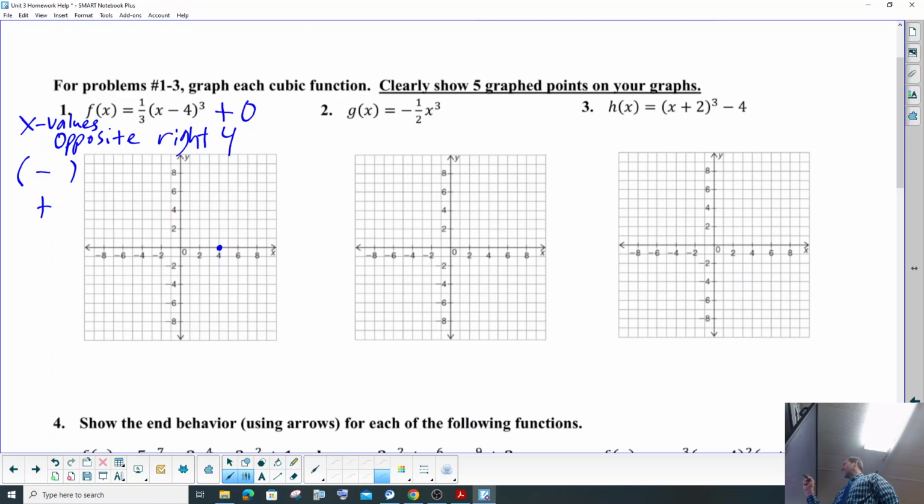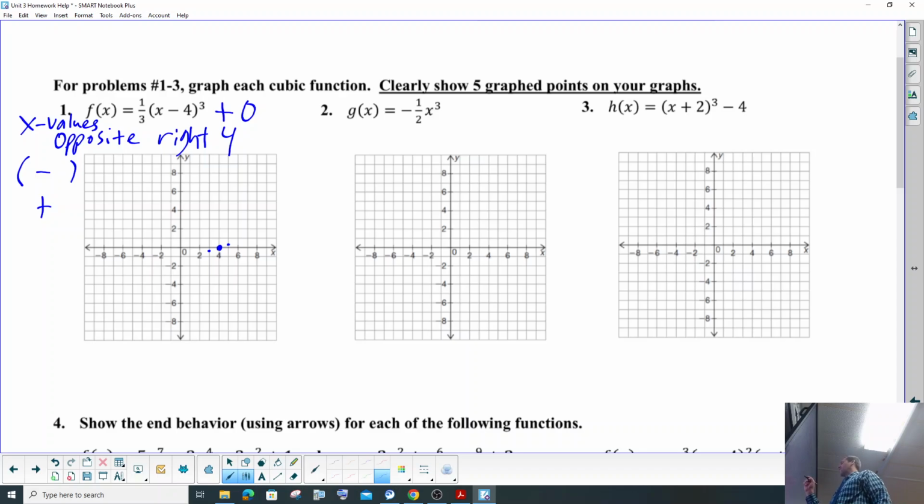Usually we go over 1, up 1. But in this case, we're going to take 1/3 of 1. And 1/3 of 1 is just 1/3, right? And so we're going to go over 1 and up 1/3. So that's really going to lay it down flat. And you're going to go back 1, down 1/3. Usually it's over 1, up 1, and down 1, back 1. Because it's 1/3, over 1, up 1/3, and back 1, down 1/3.